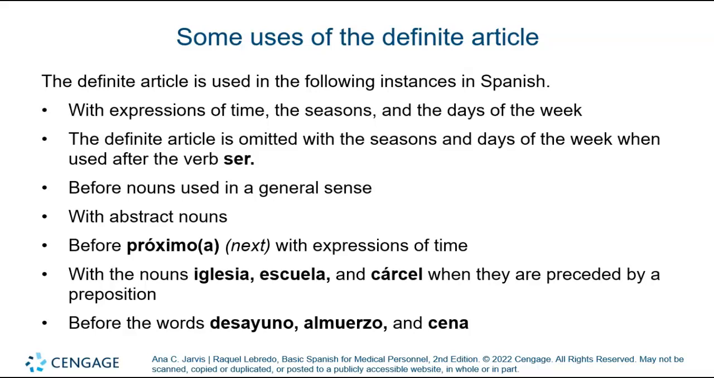Before words like desayuno, almuerzo, cena. Para la cena, como pollo. For dinner, I eat chicken. Para el almuerzo, como un sándwich. So honestly, I feel like we can summarize a lot of this as before nouns used in a general sense. All that's below.